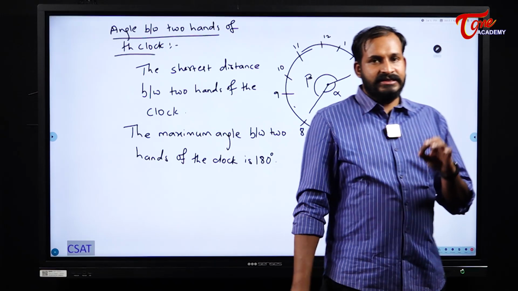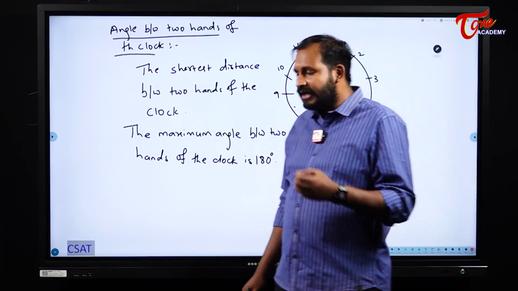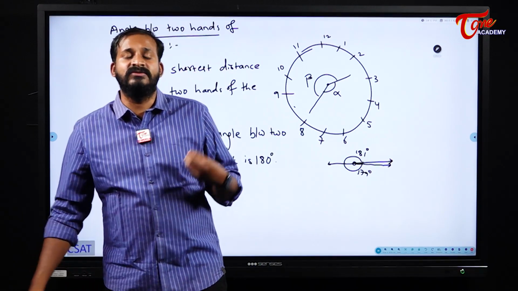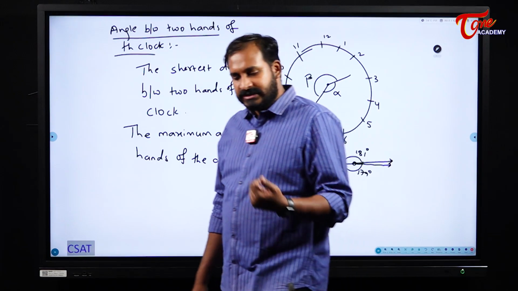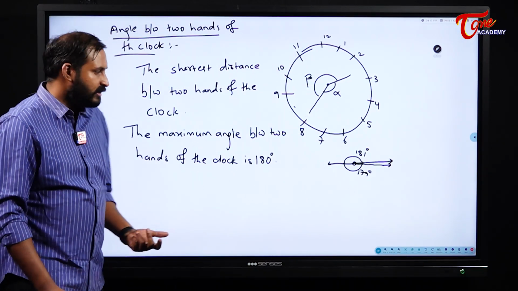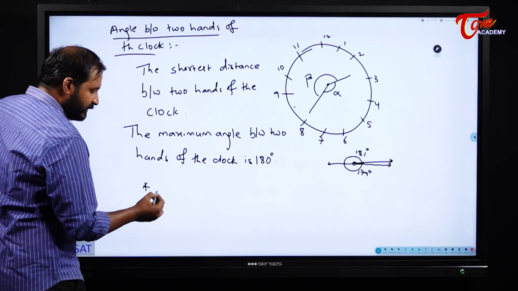Okay, so the maximum angle between two hands of the clock should be 180 degrees. For example, while calculating, students, sometimes we may get a value greater than 180. In that case, what do we need to do? Simply subtract it from 360 degrees. Write it as a note.